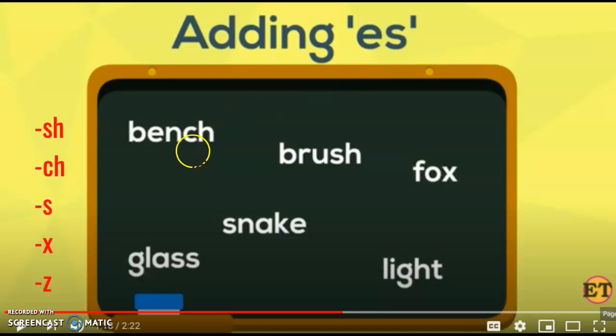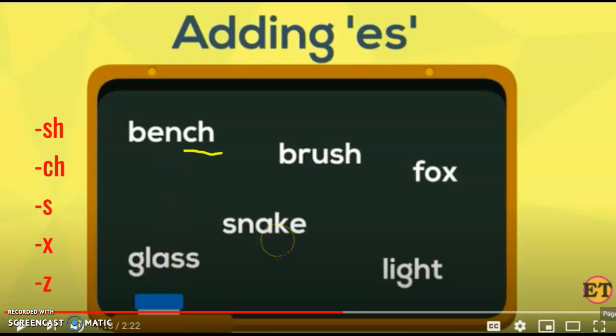So let's take a look at the word bench. Bench ends in a ch. Remember, if it ends in a ch, we're going to add es. Can you use your dry erase board and add an es to the word bench to make benches? Let's take a look at another one.